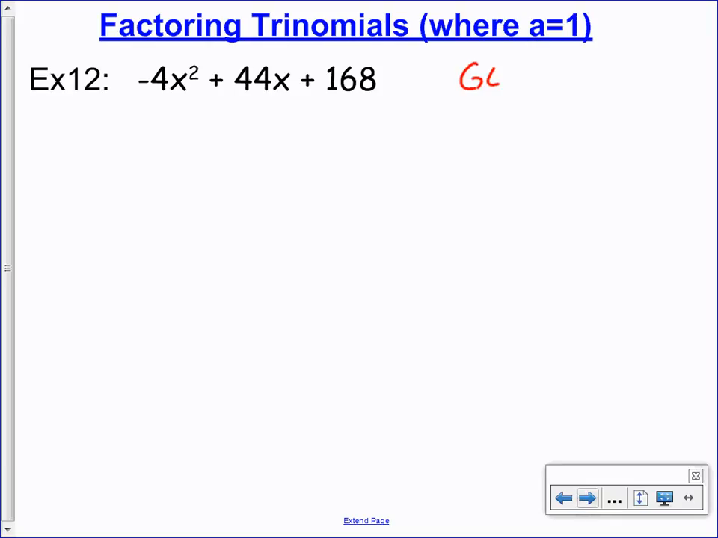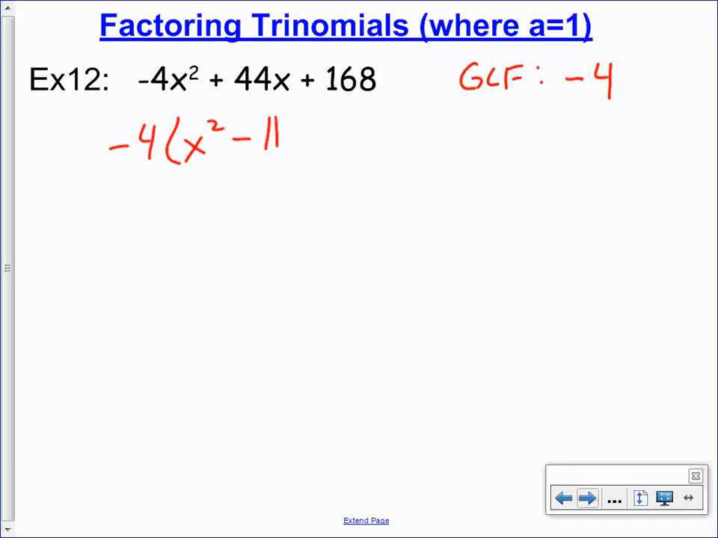Okay. Here we go. Again, when your front number is negative, your GCF is negative. So the GCF is negative 4, right? 4 is what we take out because the last one doesn't have an X. Now be careful, if your GCF is negative, all the signs change. So the front one becomes positive.